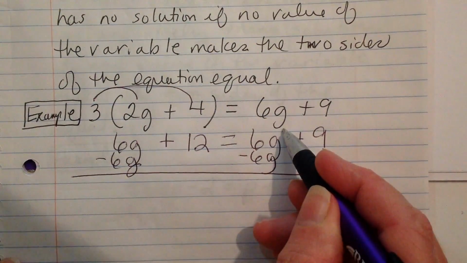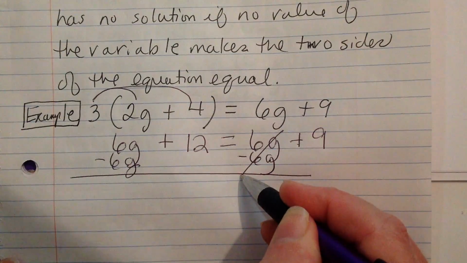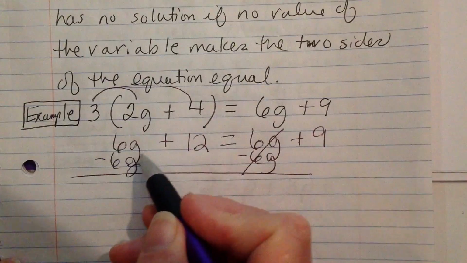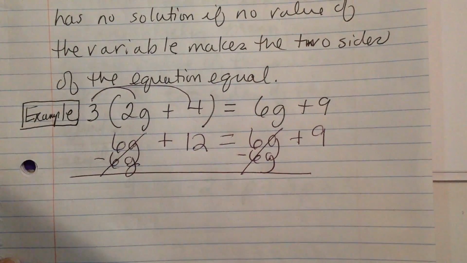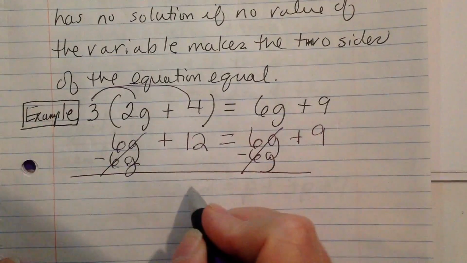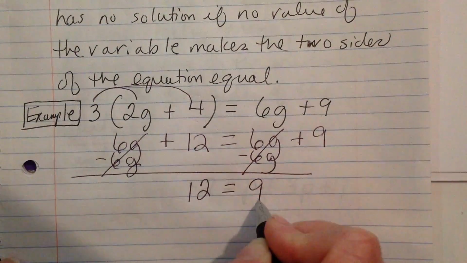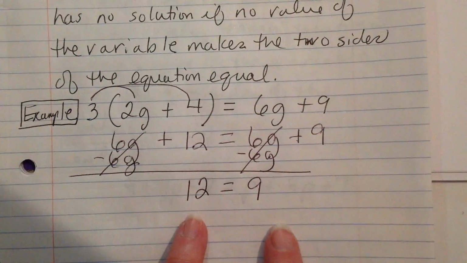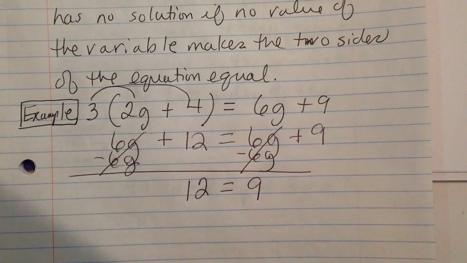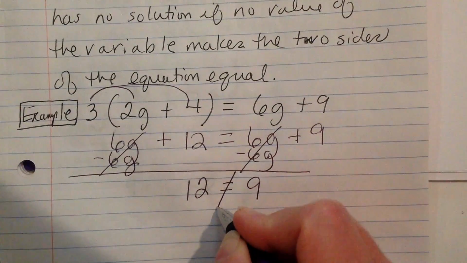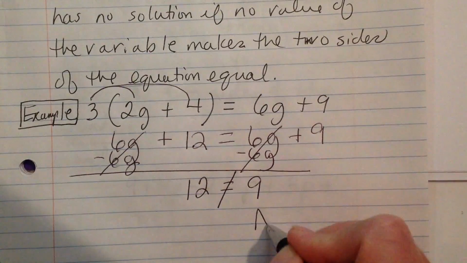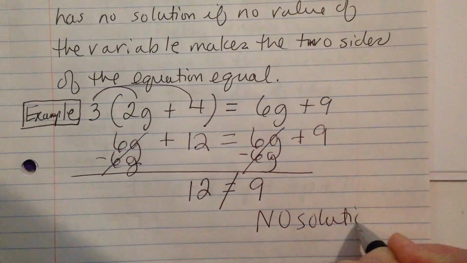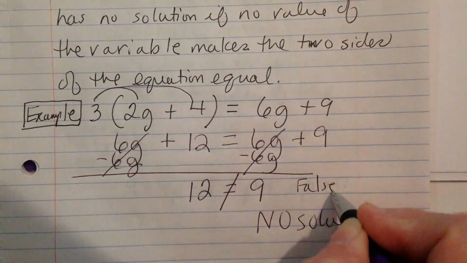If you subtract 6g from the right-hand side, the g's cancel. And if you subtract 6g from the left-hand side, the 6g's cancel. This is the first time that we've ever had a problem where the variables canceled on both sides. When the variables cancel on both sides, bring down the two numbers that are left. Notice that these two numbers do not equal. Since these two numbers do not equal, your answer is no solution, because this is a false statement.